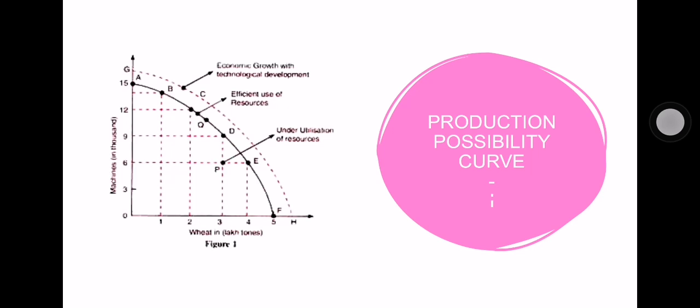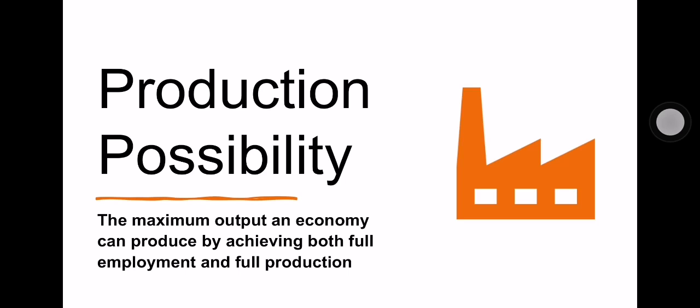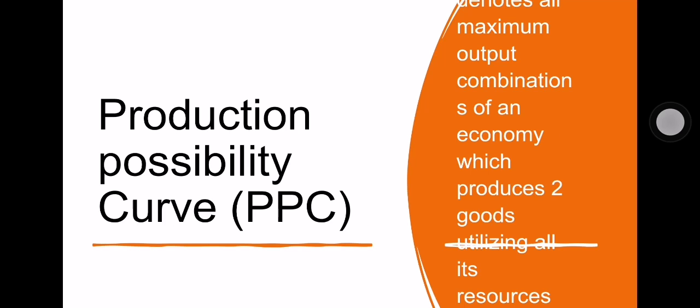Our lesson for today is the production possibility curve. And this diagram is what the PPC normally looks like. Before getting on to the production possibility curve, let's remind ourselves of what production possibility is. Production possibility is the maximum output an economy can produce by achieving both full employment and full production. So the definition of the production possibility curve is simple if you understood what production possibility is.